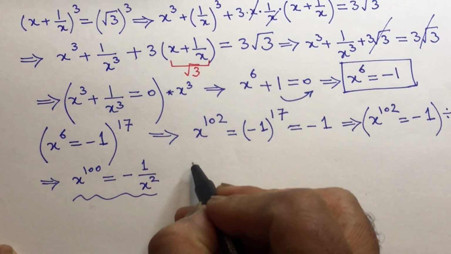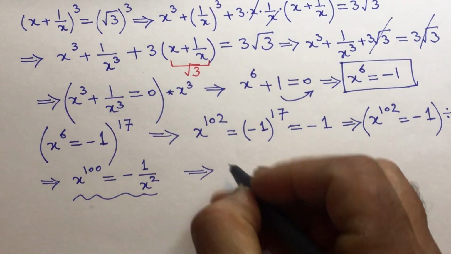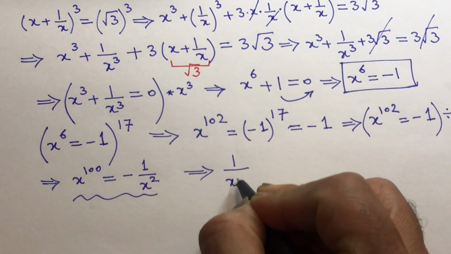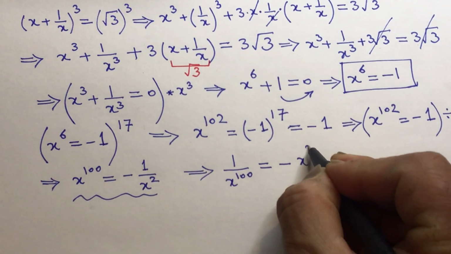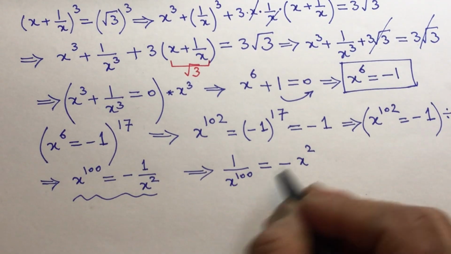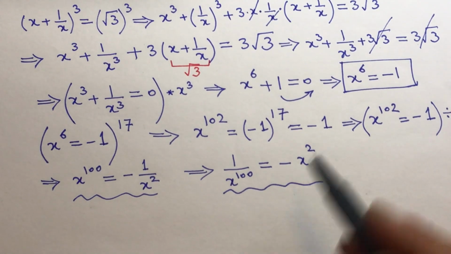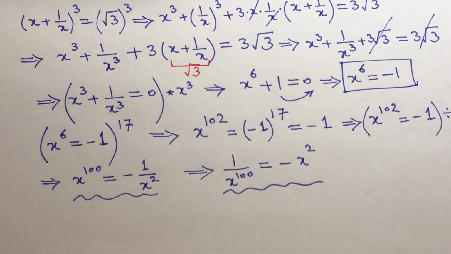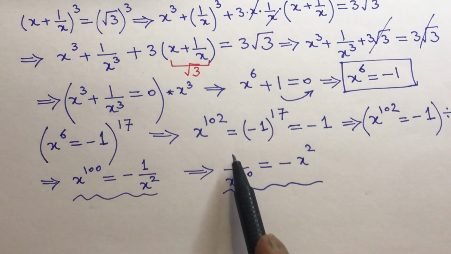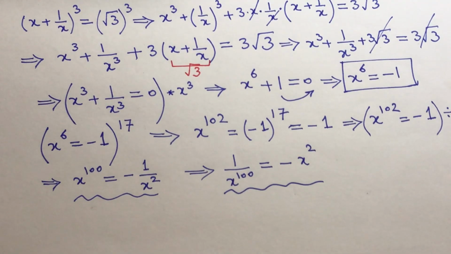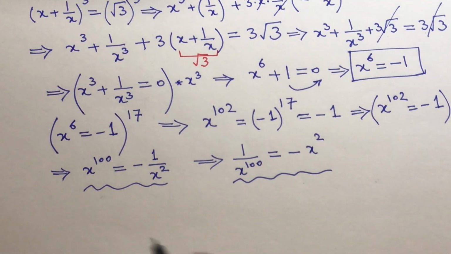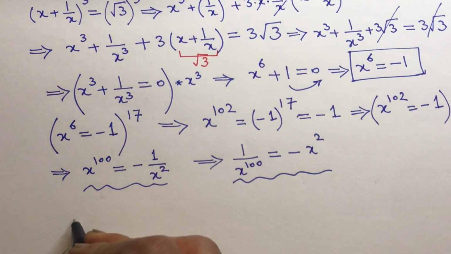If you invert both sides, you have 1 over x to the power of 100 equals minus x raised to the power of 2. You can see here x to the 100 is minus 1 over x squared. By inverting both sides, you have 1 over x to the power of 100 equals minus x squared. So now we can find the main problem we asked at the beginning.